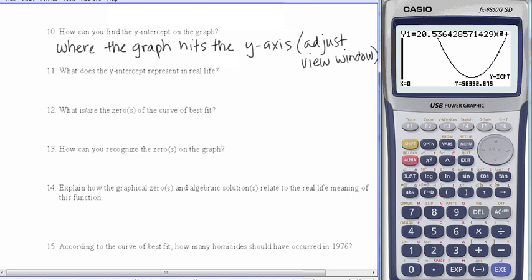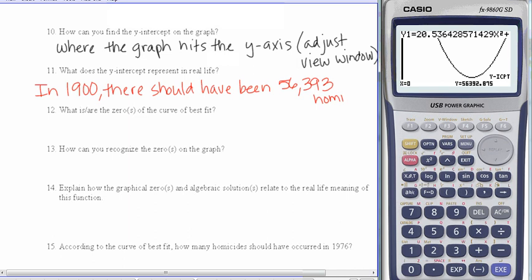And number 11, what does the Y-intercept represent in real life? Well, this is the Y value when X is 0. So in real life, what this means is according to our graph, in 1900, there should have been 56,393 homicides. Does that really make sense? Do we think there were probably that many?